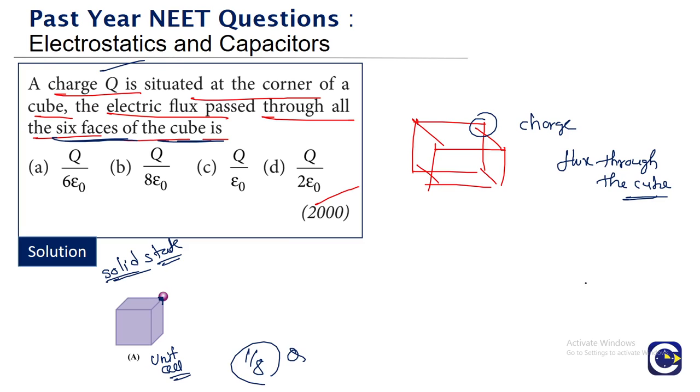Now as per the Gauss law, flux through this enclosed surface is the charge inside. What is charge inside? 1/8 times Q divided by epsilon naught. That's it. What is the answer? Q by 8 epsilon naught. So option B will be the answer. The same thing we can also try to explain in a different way.